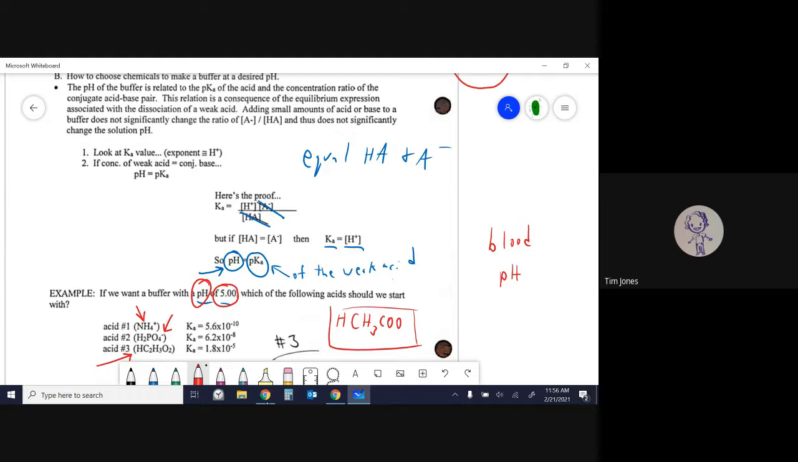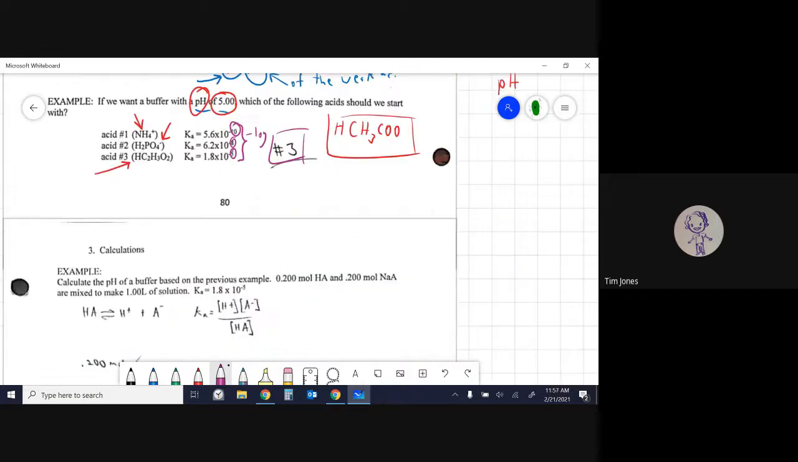Well, if you were to take the negative log of each of these, you get roughly the exponent, 10, 8, and 5. I'm ignoring the numbers in the beginning. So clearly, in this case, the best one is number 3. So let's take that acetic acid and let's make a buffer and see what the pH turns out to be.